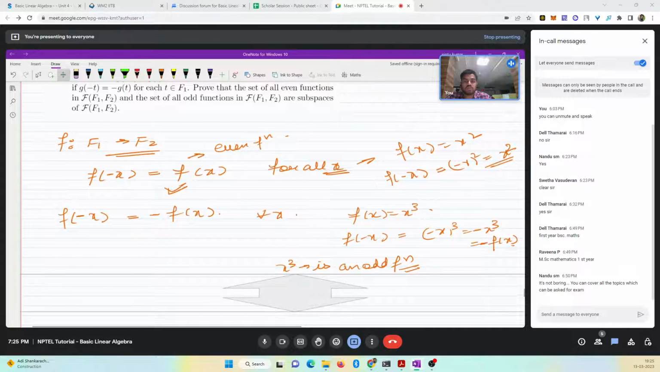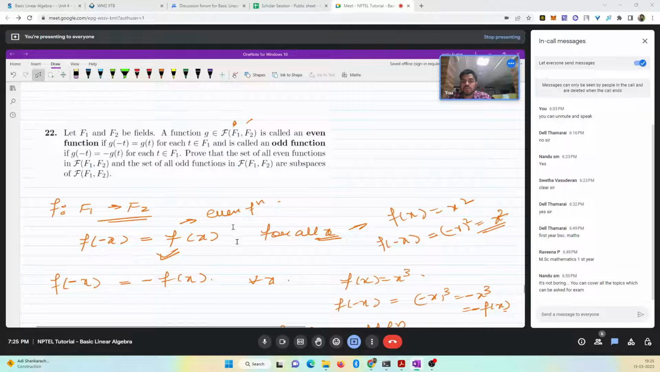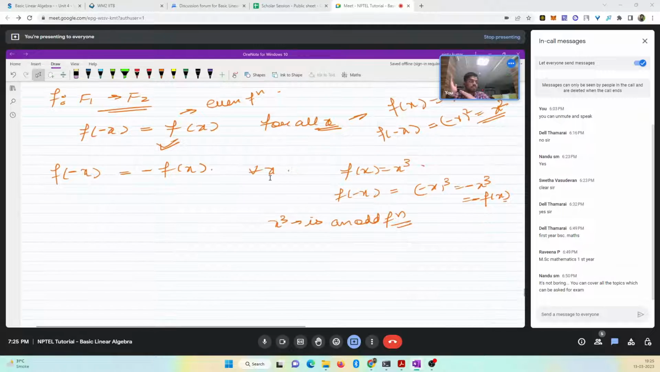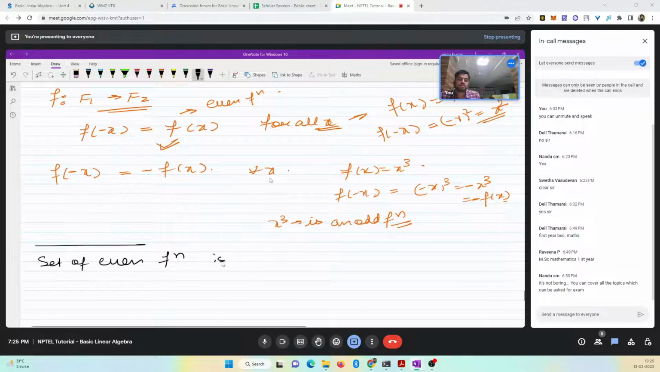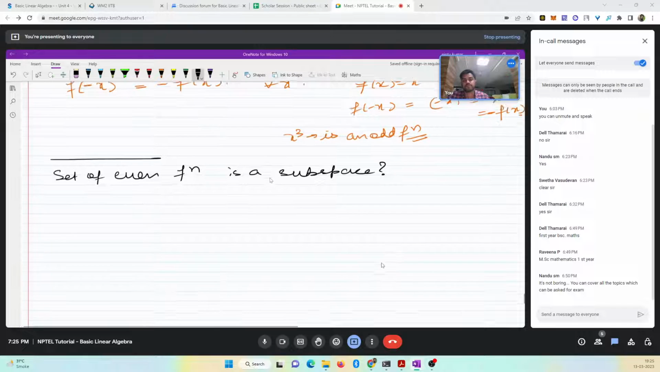Now let's see what they have asked us to prove. Prove that the set of all even functions and the set of all odd functions are subspaces. We proved earlier that the set of all functions from F1 to F2 is a vector space. Now we want to see whether the set of even functions is a subspace. This is what we have to check. Similarly, you can try for odd also. I'll prove for even functions.